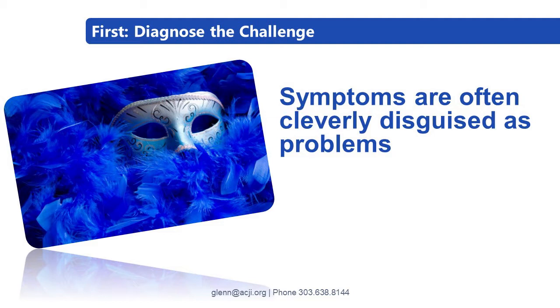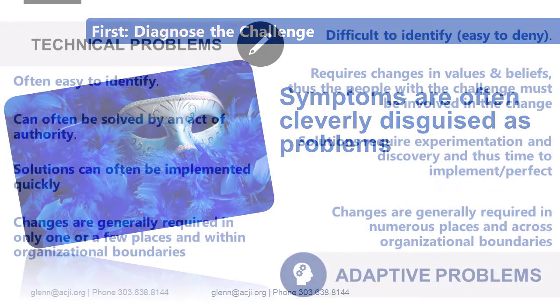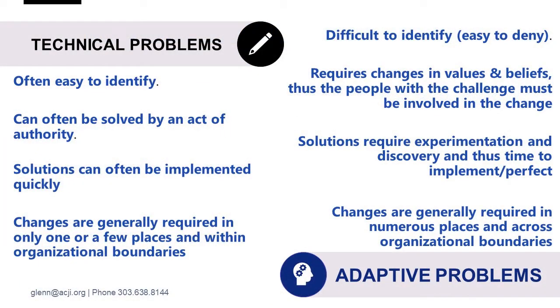If we can continue to answer that question, what is driving this symptom, then we can start discerning the underlying root problem. Once we get to the problem, then we have to stop and diagnose that problem as either technical or adaptive. Technical problems are fairly black and white. You can think of technical problems as fairly easy to identify. They usually live in 1 or 2 places of the organization, and they can be solved fairly quickly and usually by somebody in an authority position.